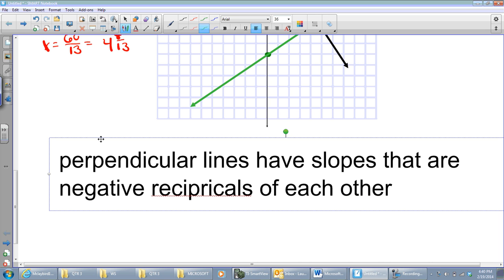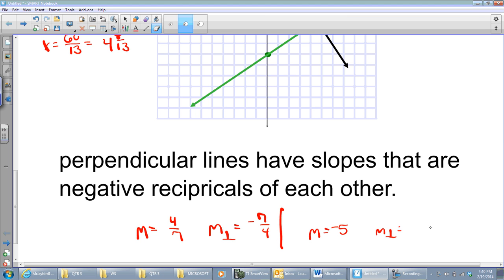Well, what does that mean? That means that if a slope is 4/7, then the slope of a line perpendicular to it is -7/4. I use the reciprocal and change the sign. If I have a slope that equals -5, the perpendicular slope would be +1/5. Because -5 is like -5 over 1, right? So I flip the fraction, use the reciprocal, and change the sign. Take the negative of it.